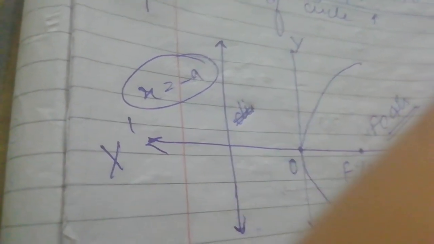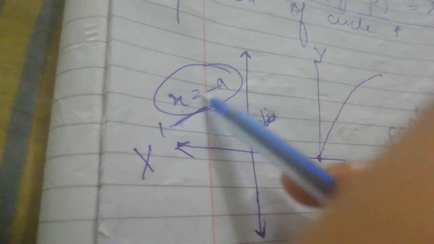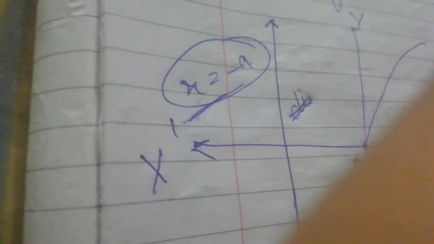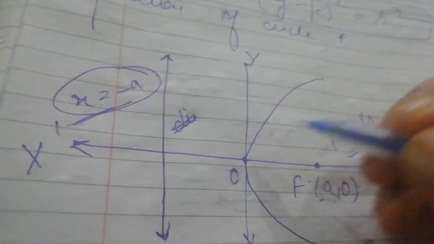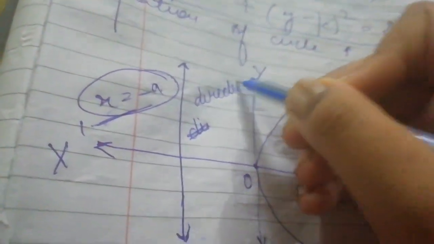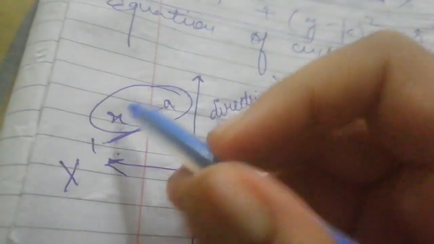And the point x is equal to minus a. So why is this so? This is particularly a trick. So this directrix, let me name it here, directrix. This directrix has an equation which is x is equal to minus a. Is it true always? Is it true always?